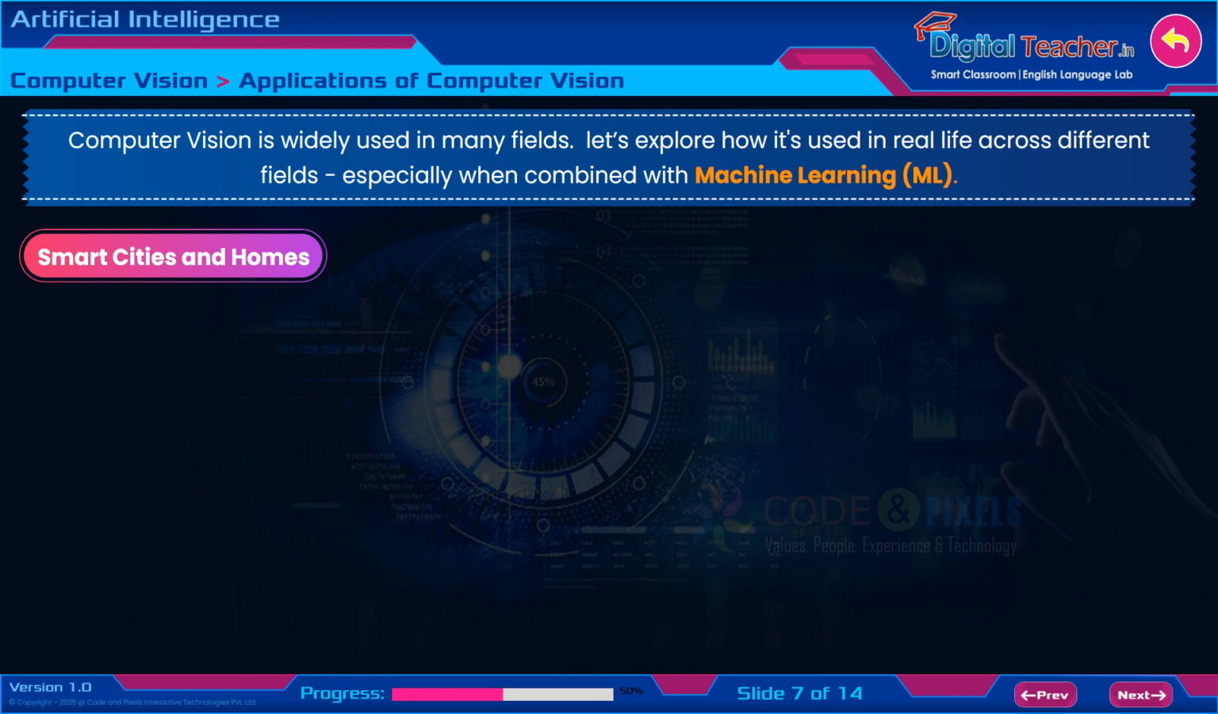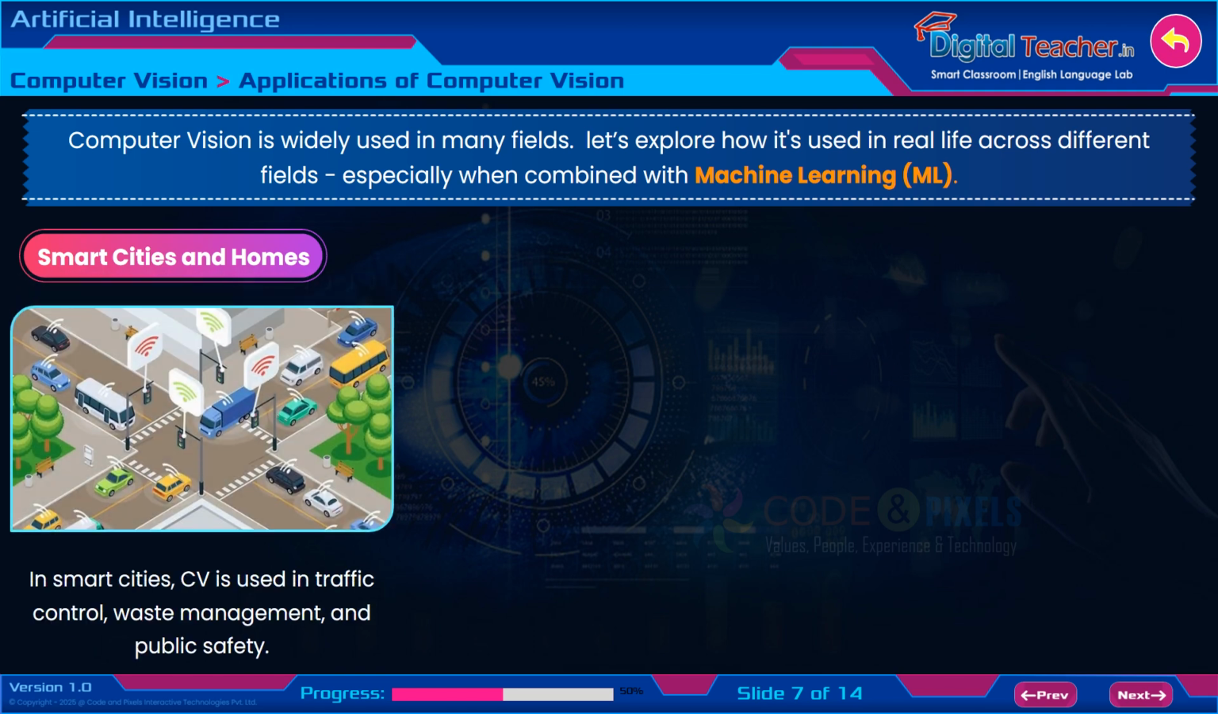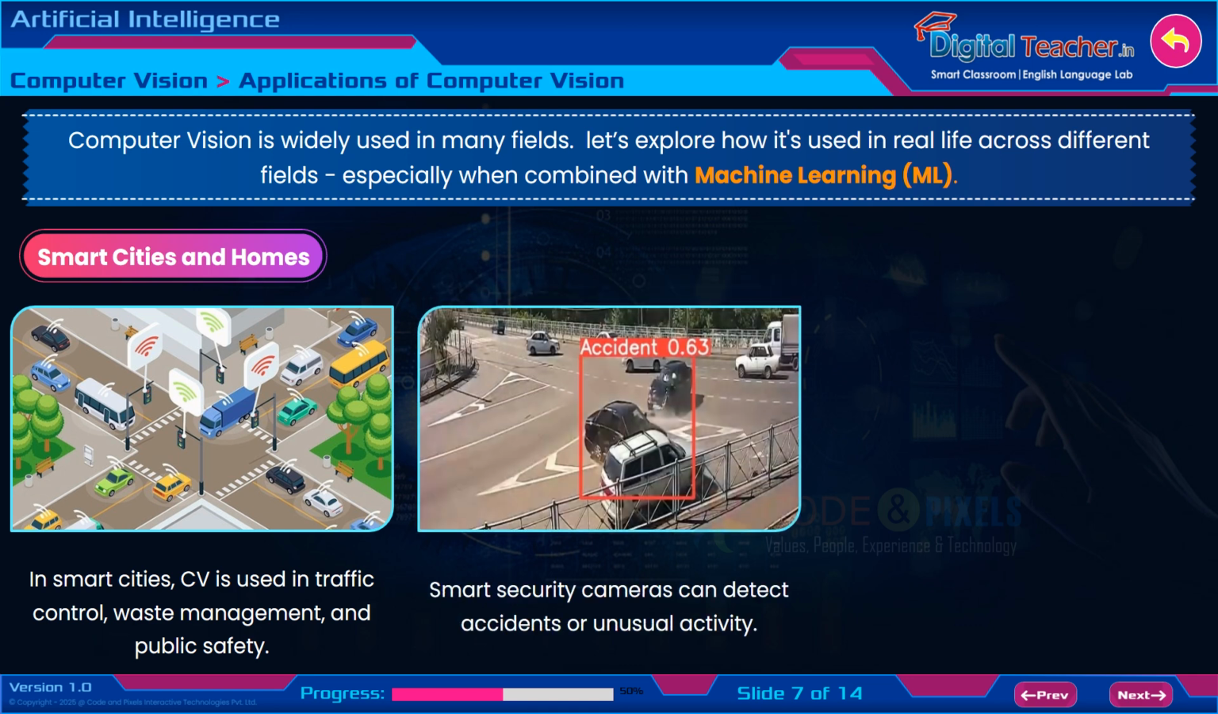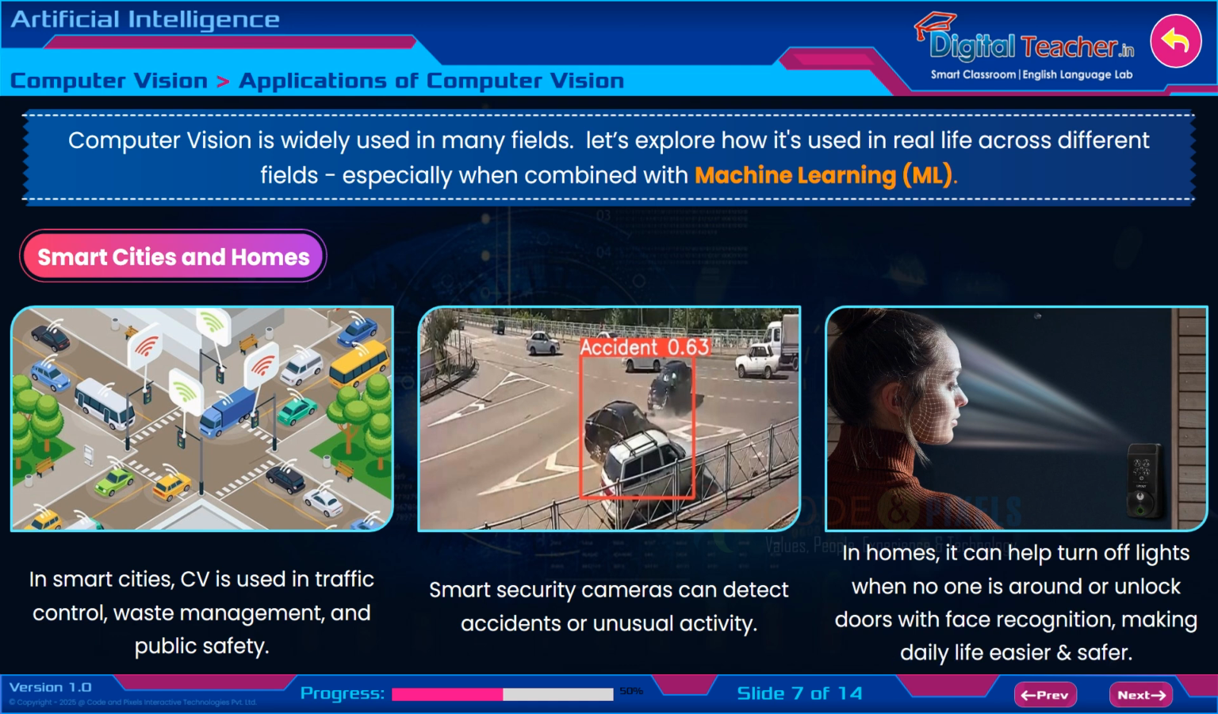Smart cities and homes. In smart cities, computer vision is used in traffic control, waste management, and public safety. Smart security cameras can detect accidents or unusual activity. In homes, it can help turn off lights when no one is around or unlock doors with face recognition, making daily life easier and safer.